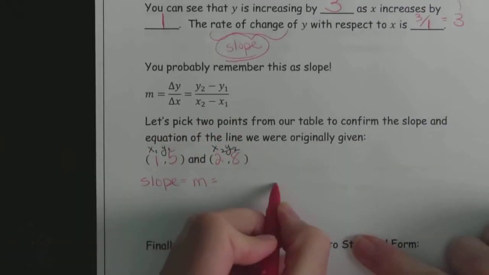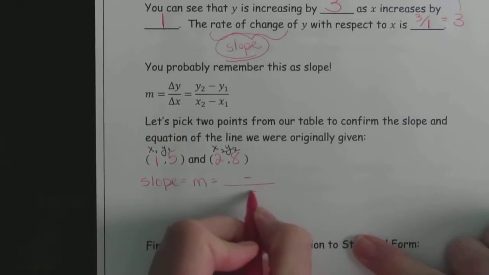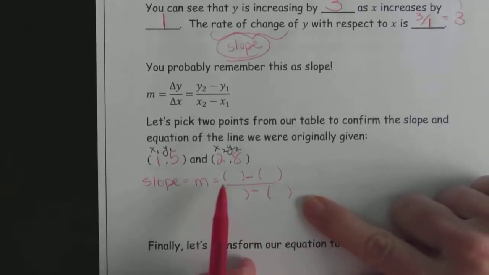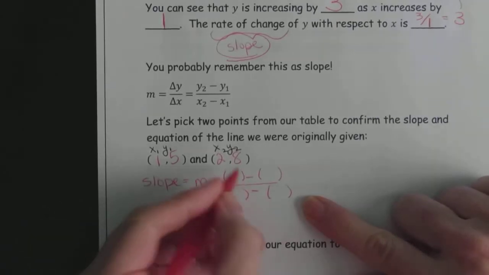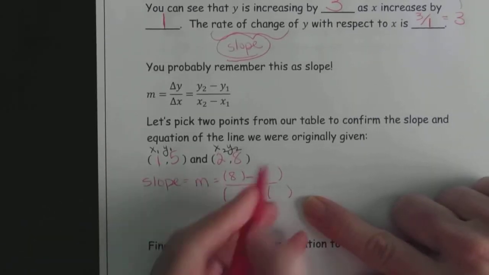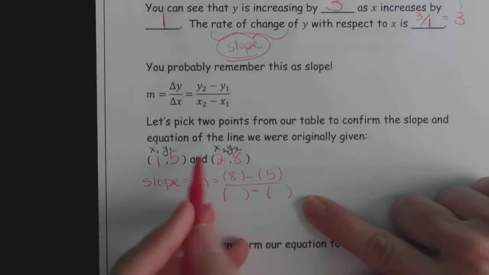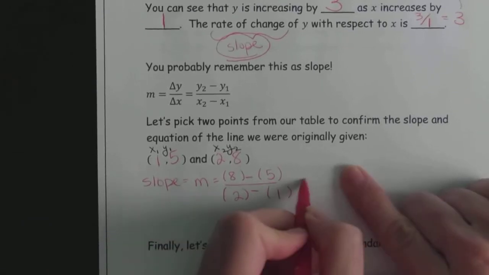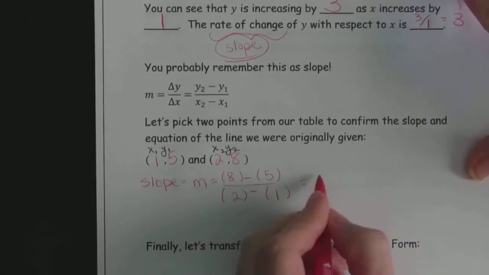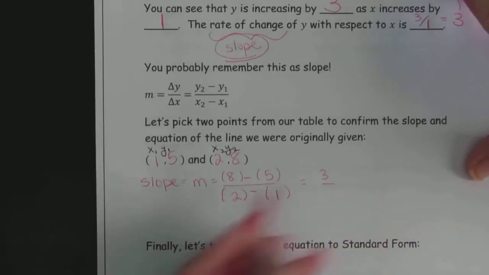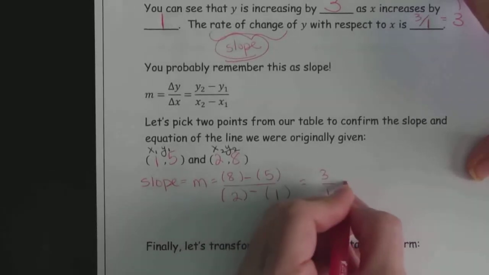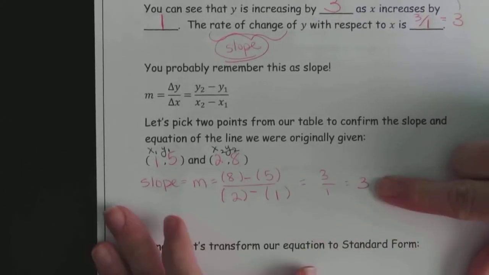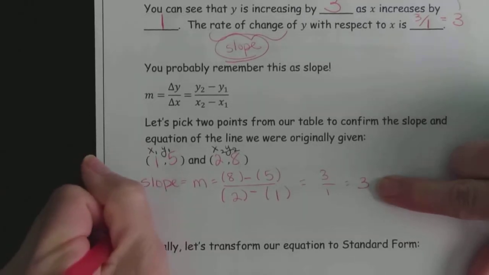So when I take y sub 2, that's 8. Well, first off, you guys know I like to set myself up here. I know I'm going to drop these 4 numbers into these slots. So here I have my y sub 2, which is 8, minus my y sub 1, 5, all over x sub 2, which is 2, minus x sub 1, which is 1. That's 8 minus 5, that's 3, divided by 2 minus 1, which is 1. So this is confirming that the slope is 3.